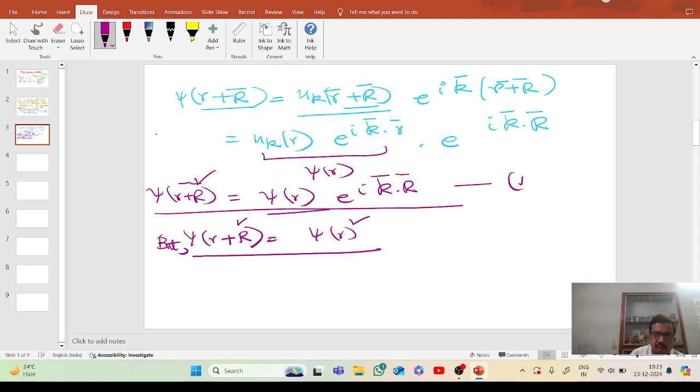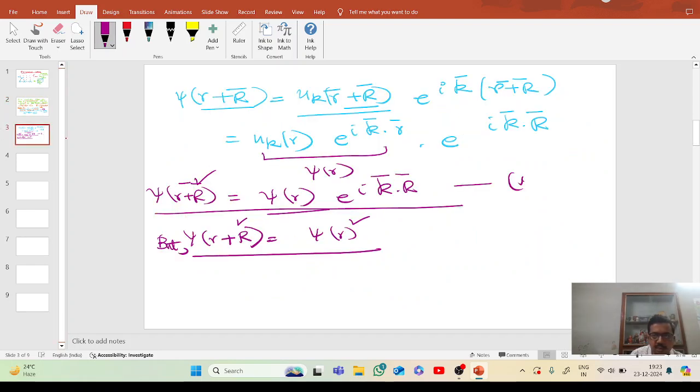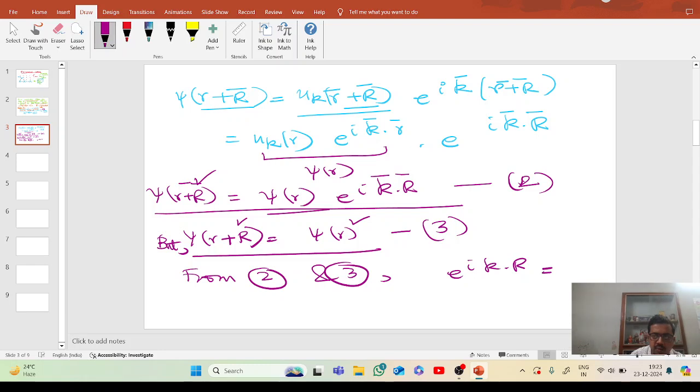So if this is equation 1, let us put the Bloch wave solution as equation 2 and this is equation 3. So from 2 and 3, we can say e to the power i k dot R is equal to 1. This is 4. See, the phase term e to the power i k dot R will be equal to unity.